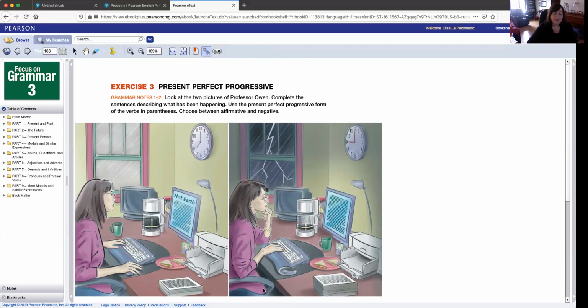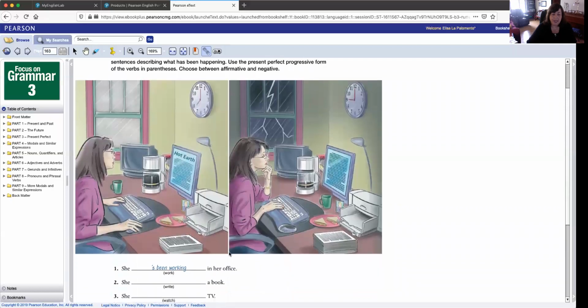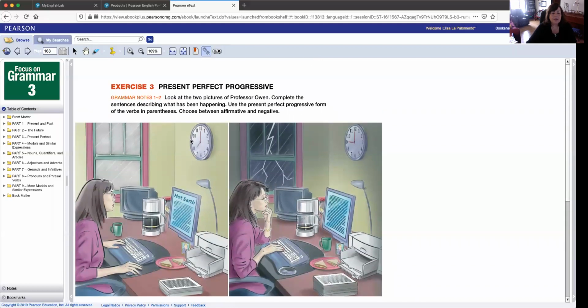Okay, the next page, present perfect progressive. Now here you don't have to choose between present perfect progressive or present perfect tense. What you're going to do is look at these 2 pictures and use the pictures as clues. Here it tells you to look at the 2 pictures of Professor Owen. Complete the sentences describing what has been happening, present perfect progressive. Use the present perfect progressive form of the verbs in parentheses, choose between affirmative and negative.